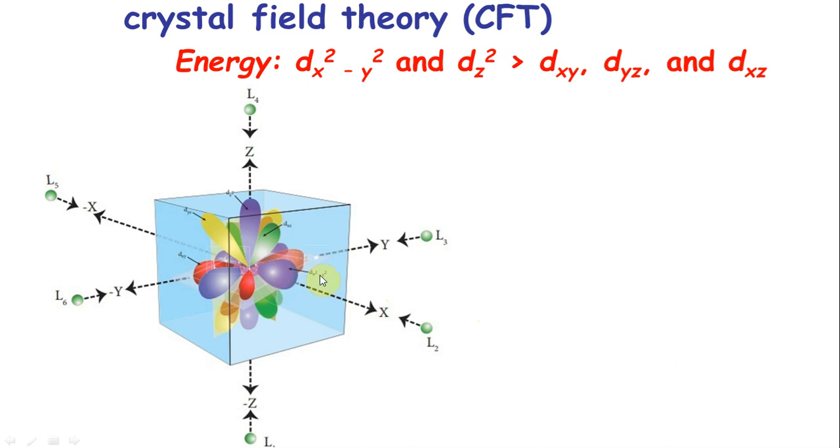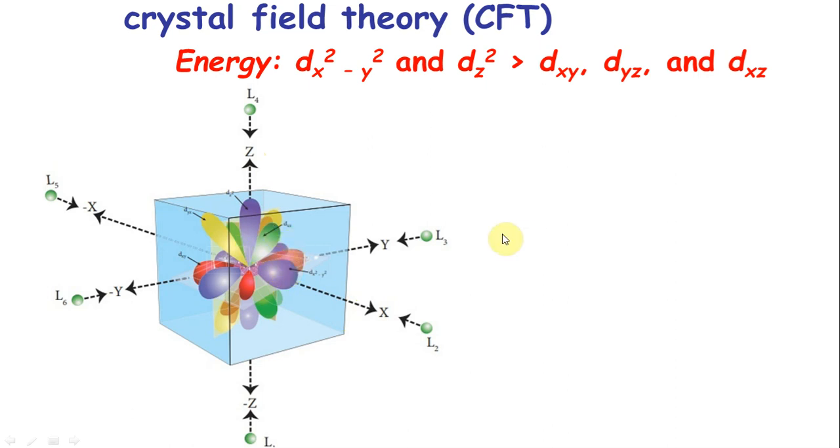The purple one is x squared minus y squared, along the x-axis and y-axis. If you see this, it lies along those axes, and this other purple one is dz squared, which is also along the axis. So the purple ones are repelled more compared to the other ones.